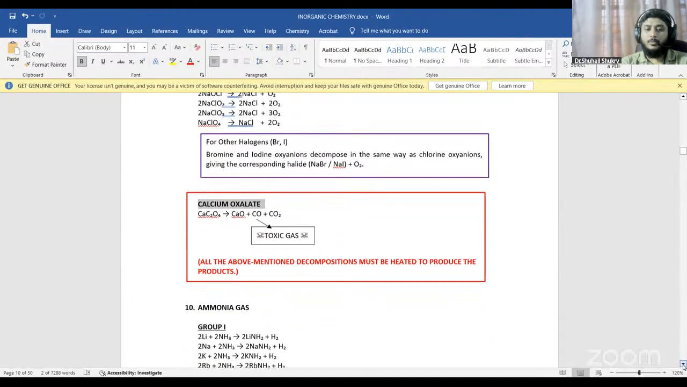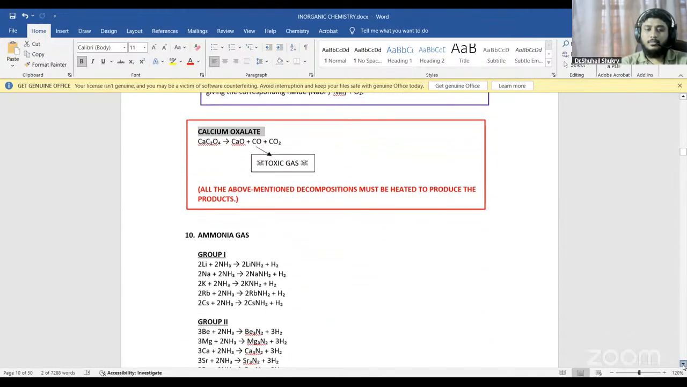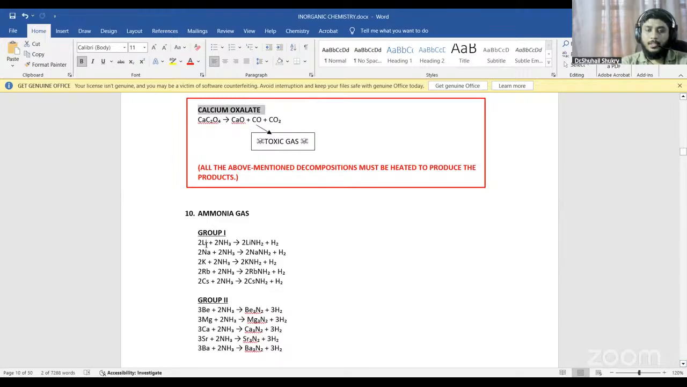So finally, with ammonia. Normally group 1 elements with ammonia make a compound called amide. NH2 minus, the name is amide. So LiNH2, NaNH2, KNH2 are lithium amide, sodium amide, potassium amide, rubidium amide, cesium amide, and hydrogen. So if ammonia reacts with group 1, it releases the amide and hydrogen.